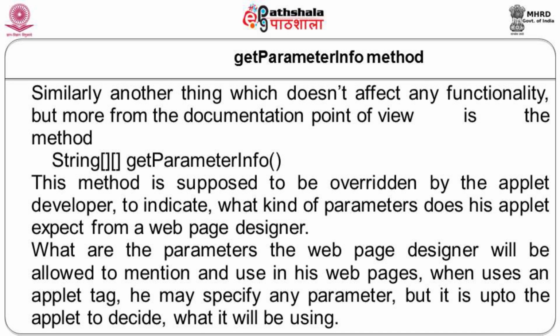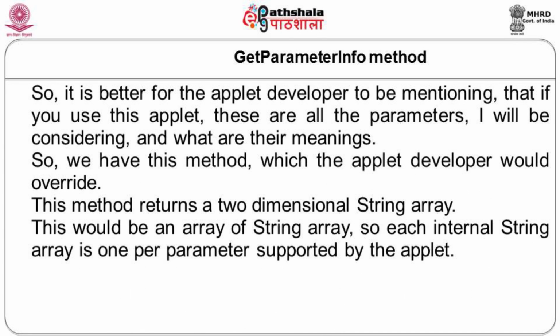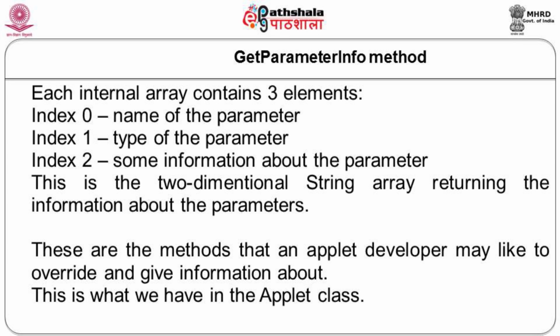This method called GetParameterInfo returns a two-dimensional string array. The two-dimensional string array would be an array where the first level array is an array of string arrays, right? Two-dimensional array means array of a string array. So each internal string array is one per parameter supported by the applet, and each array contains, first, at the 0th index, the name of the parameter, second the type of the parameter, and third some information about that parameter.